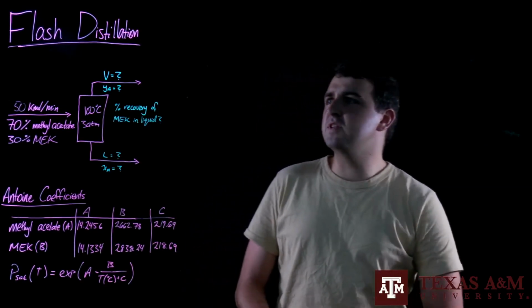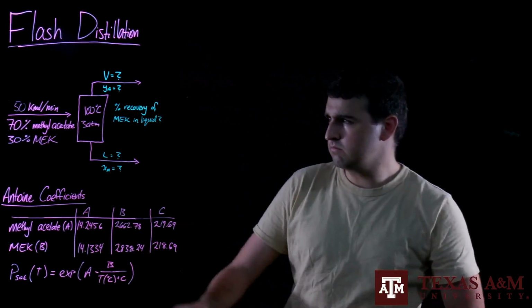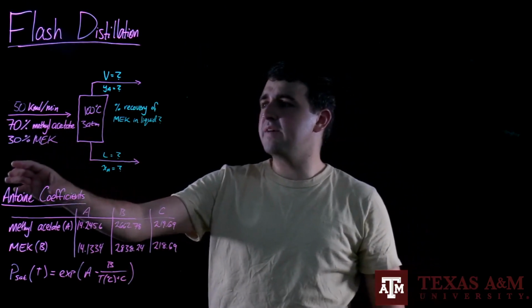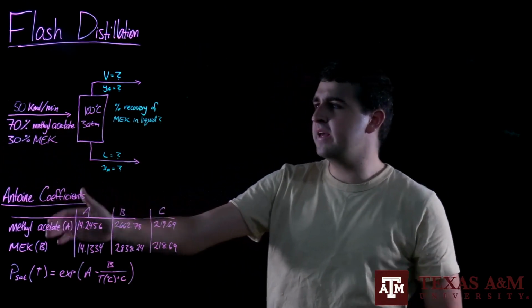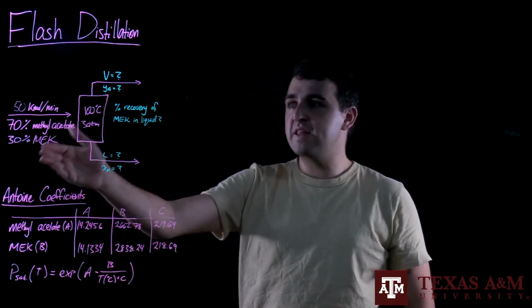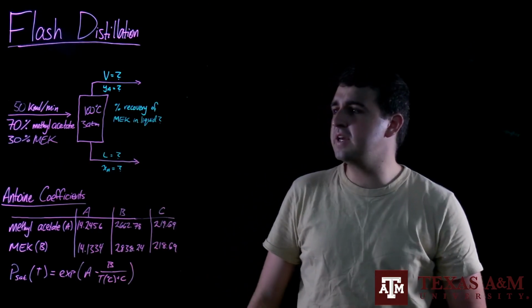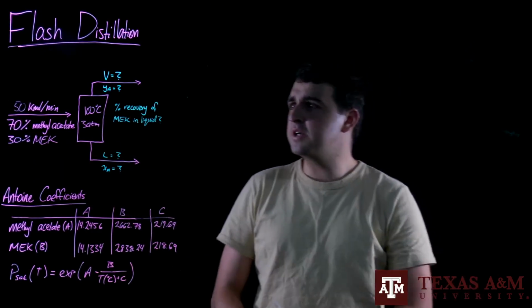Howdy class, for the first exam review, we're going to start with a question on a flash distillation. In this problem statement, we're given a stream of 50 kilomole per minute of 70 mole percent methyl acetate, and the balance methyl ethyl ketone goes into our flash column at 100 degrees C and 3 atmospheres pressure.